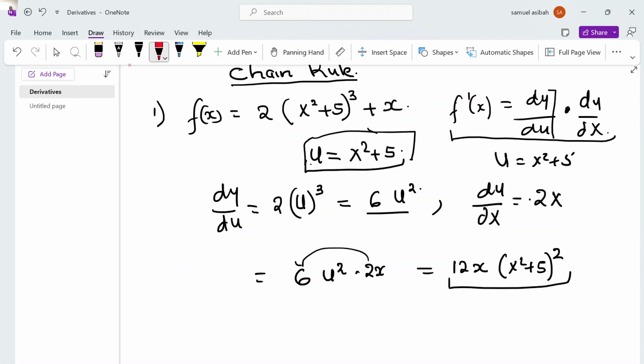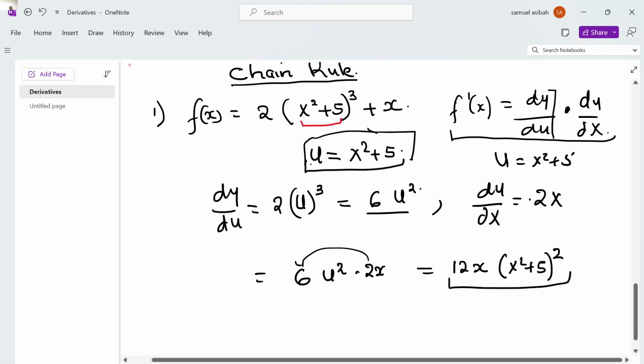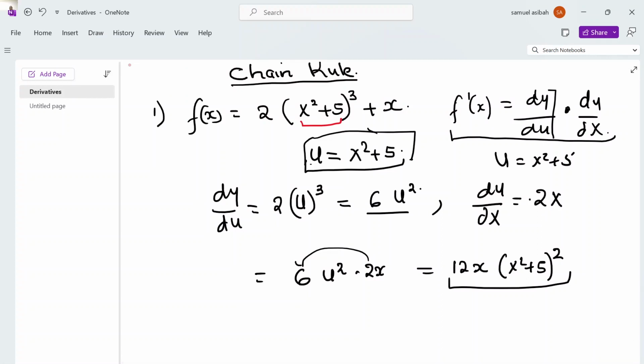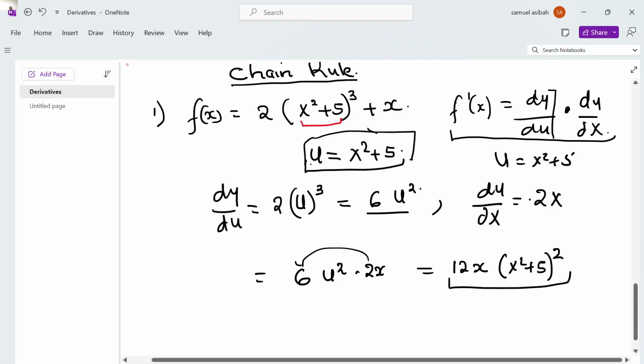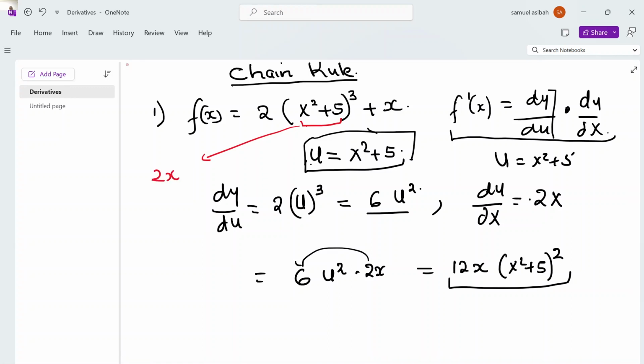In other words, if the student can get the derivative of the inner function and the derivative of the whole function, then you multiply the two. That is all. The derivative of the inner function here is 2x, the one inside here. The derivative of the whole function is 6 of this, which is 6 of x squared plus 5.